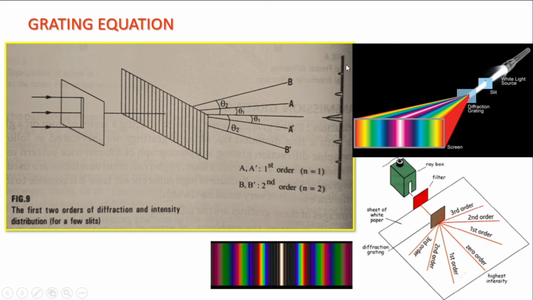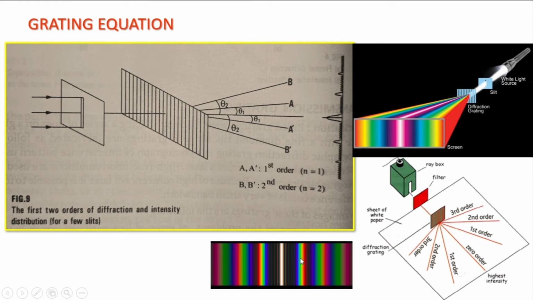So in an actual case, we can observe the principal maxima because the secondary maxima have very low intensity. We can see the principal maxima in the grating. So we can measure the angle corresponding to the principal maxima, and using the grating equation, we can find various parameters.